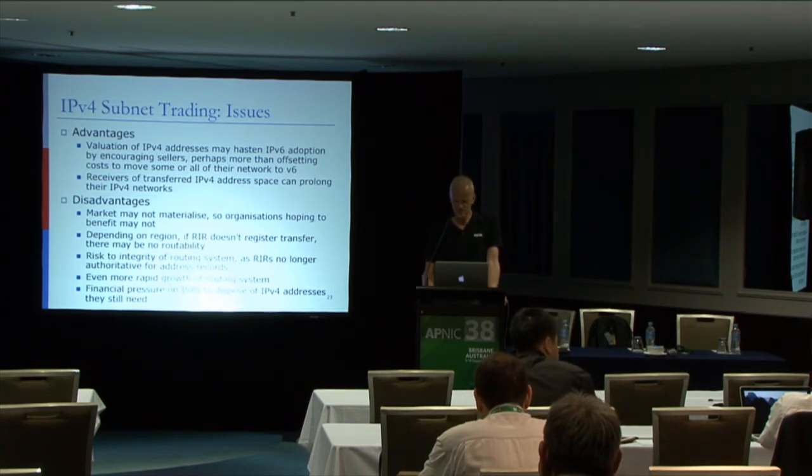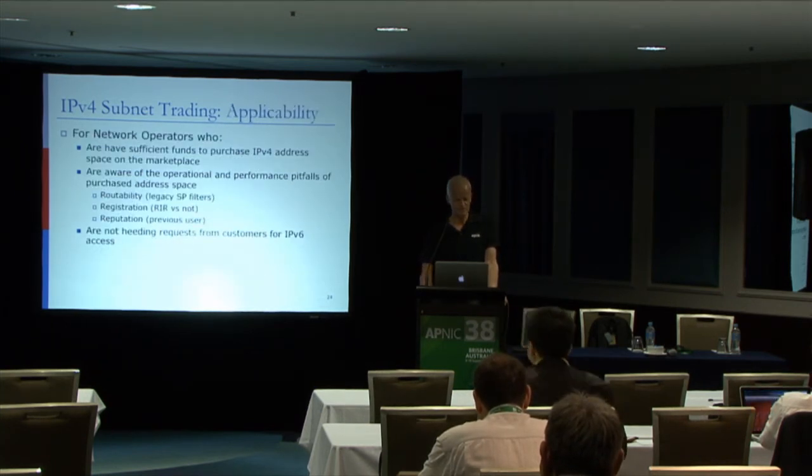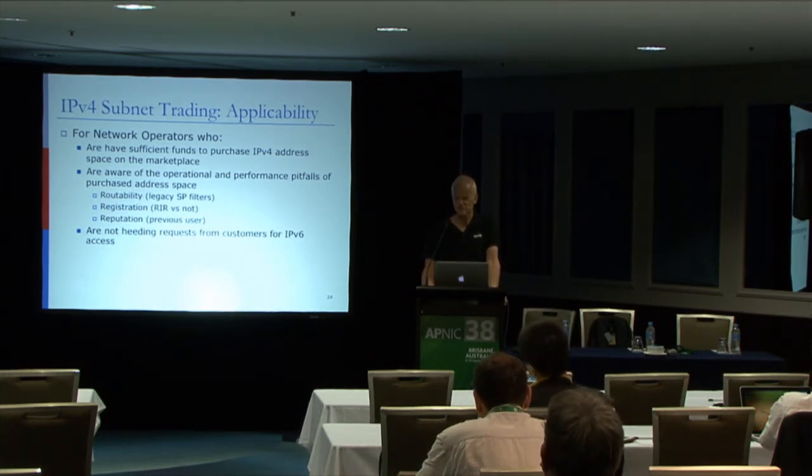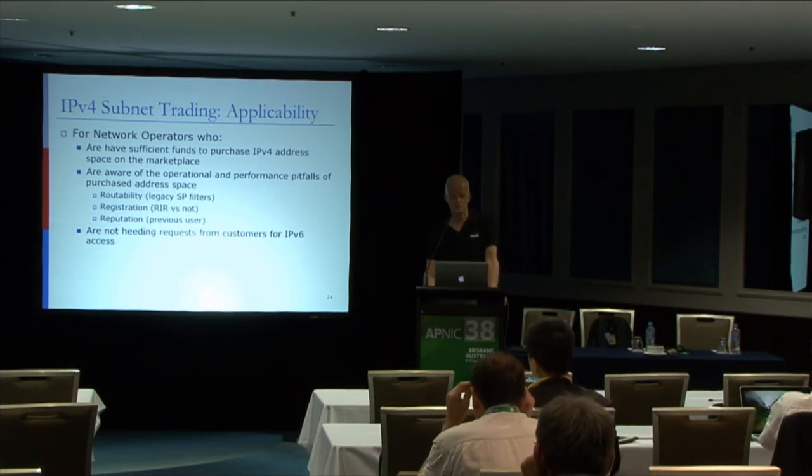Somewhere I talk about, oh yeah, it's the next one, the reputation. So trading is fine if you've got enough money to go buying v4 address space at whatever the price is, $10 an address, something like that. You're aware of the operational performance pitfalls, routability. What about legacy service provider filters?